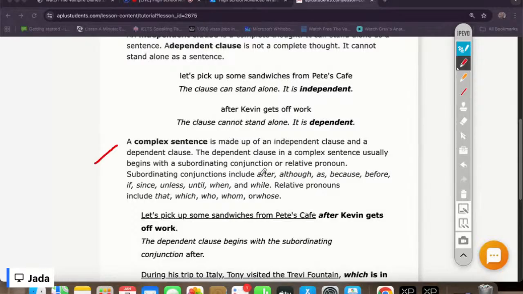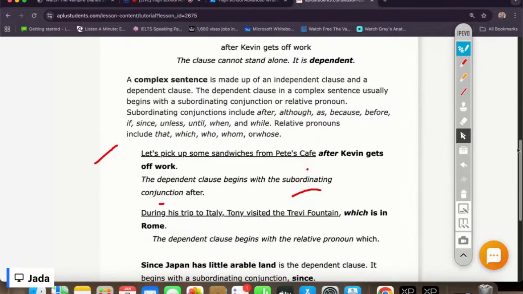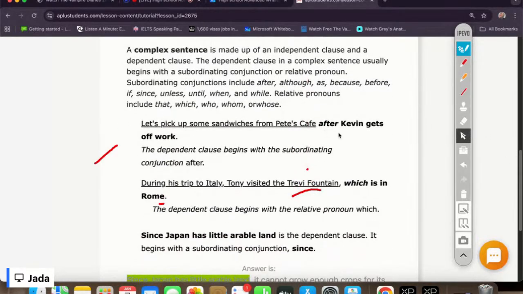So subordinating conjunctions include after, although, as, because, before, if, since, unless, until, when, and while. Now relative pronouns include that, which, who, whom, and whose. Okay, so the dependent clause begins with the subordinating conjunction or relative pronoun. Now let's pick up some sandwiches from Pete's Cafe after Kelvin gets off work. So after here is the subordinating conjunction. It shows that this part is the beginning of the dependent clause.